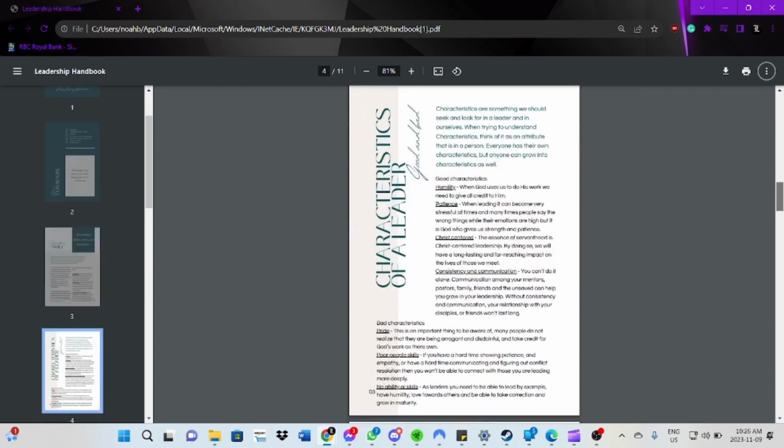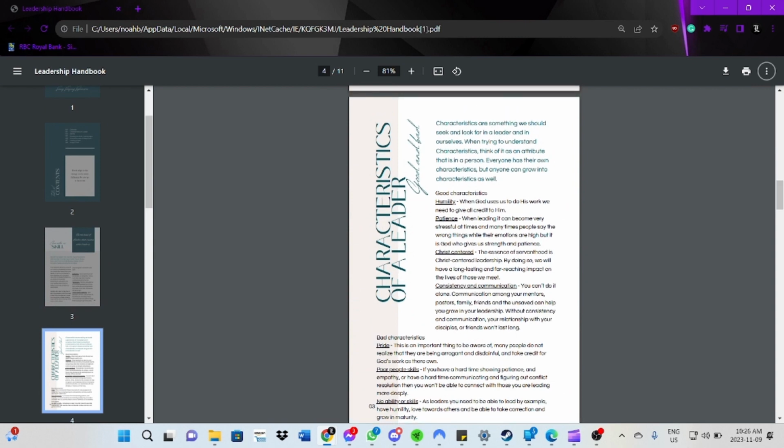We also have the characteristics of a leader. These are the traits that a leader brings to the table, and how they need to have these traits to really help their team do well. And if they don't have these, then they can really cause real problems within the ranks. So, just different traits that a leader should have to define them as a good leader.